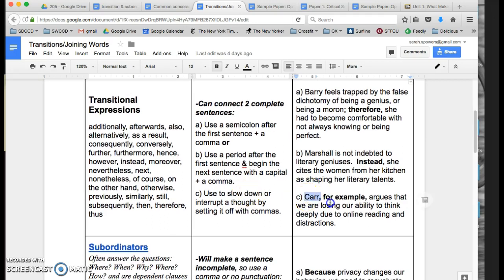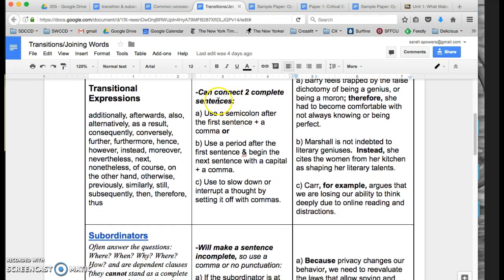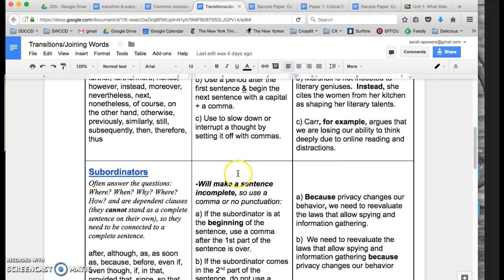So one way that we're not going to really look at yet in this unit, but you feel free to use this, is sometimes they can just interrupt the sentence. So something like car, for example, argues that we are losing our ability to think deeply due to online reading and distractions, or whatever the sentence is. But we're going to focus on the A and the B here. So can connect 2 complete sentences.